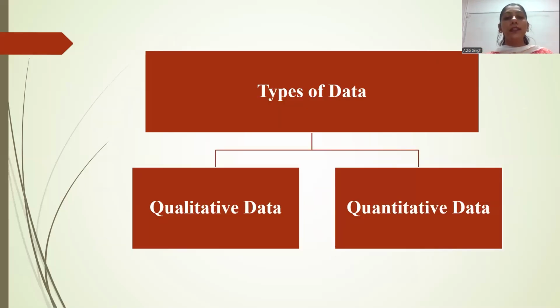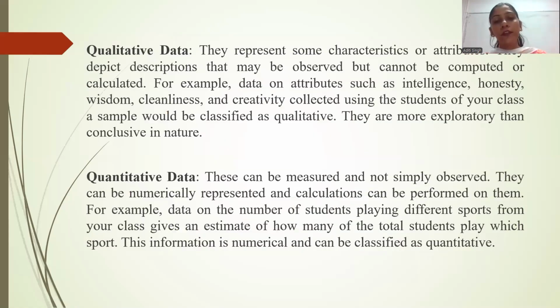Now, the types of data. Data can be quantitative or it can be qualitative. So there are two types of data: qualitative and quantitative. Let's first understand the qualitative data. We have discussed it earlier, but let us once again discuss the qualitative and quantitative data.